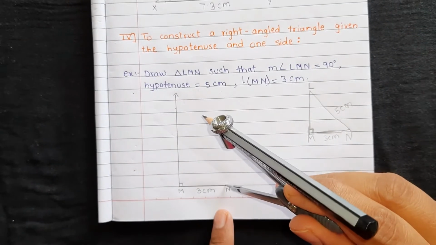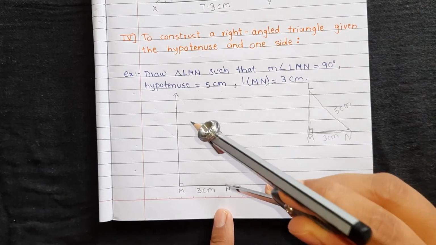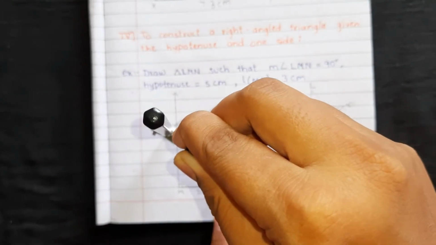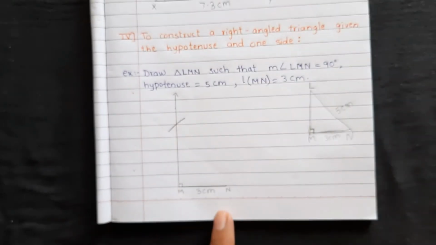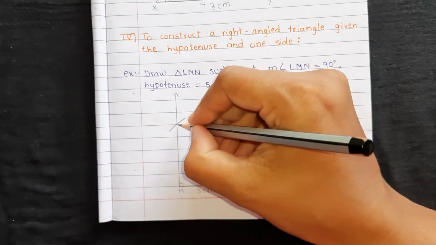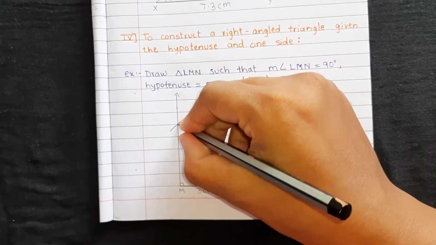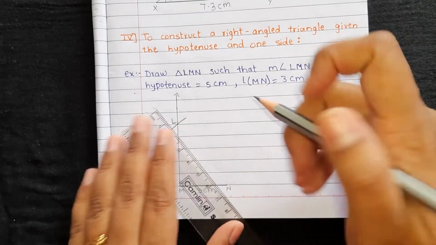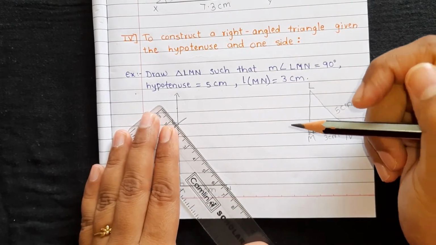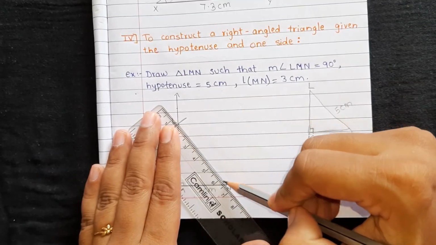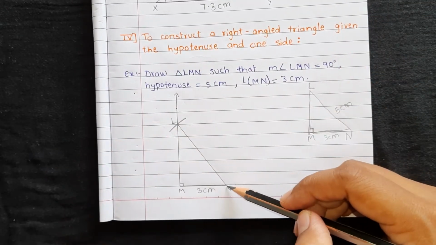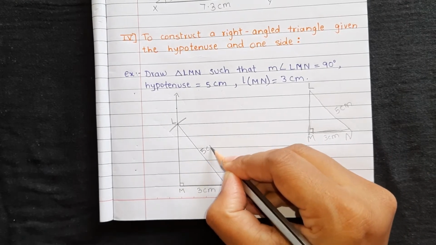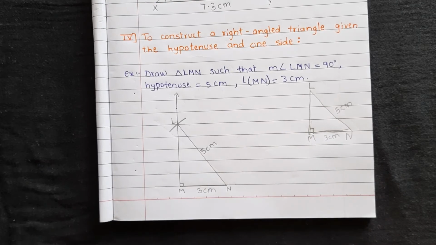We will keep on the point N. From N we have to take. So we will keep it on point N, and on this ray we will draw an arc of 5 centimeter. Then here we will give a dot, and this will be our point L. So we will join LN. Understood? From where we have to take 5 centimeter arc? From point N, because hypotenuse is given as 5 centimeter. So our triangle is ready.